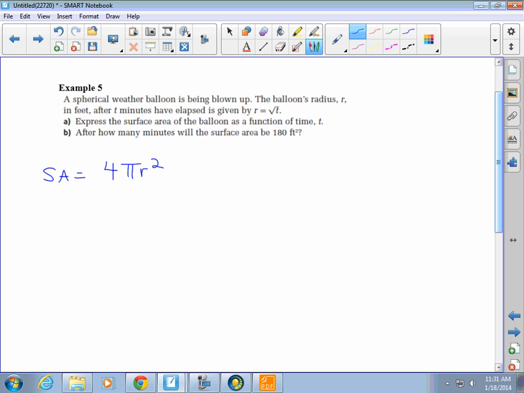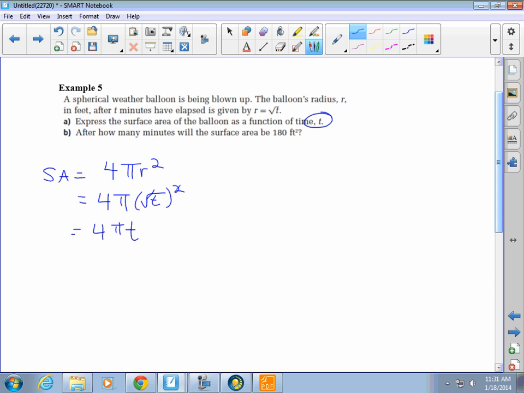So we want to express the surface area as a function of time. Surface area is based on how long it's taking to blow up this balloon, along with the radius. So if I substitute 4 pi, and because they want it to be expressed as a function of time, we need to have that t value in there. So we're going to substitute in square root of t for our r. So that's just going to equal 4 pi t, because my squared and square root will cancel.